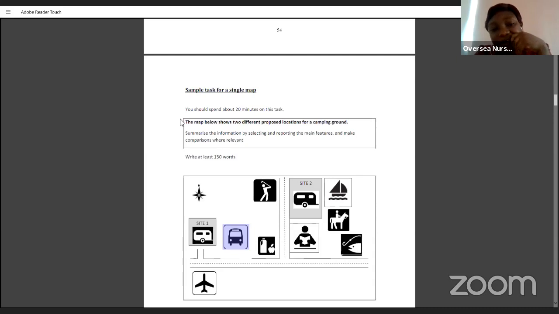When you do this, what have you done? You have summarized the information. You have reported the main features. The main features are what we can see here. And you have also made comparisons, because the time you are telling me that site 1 is smaller than site 2, you are comparing both of them. As you are telling me that site 1 is closer to transport amenity, you are making comparison between them. So you don't need to say that, okay, I've finished writing, it's time for me to start writing the one on comparisons. No, you are making your comparisons along as you write.